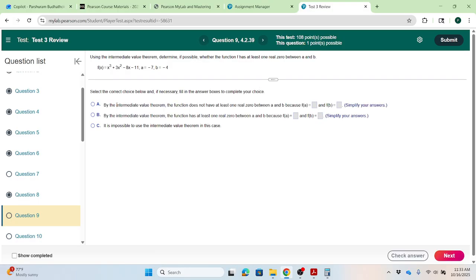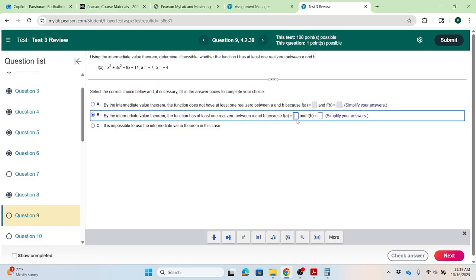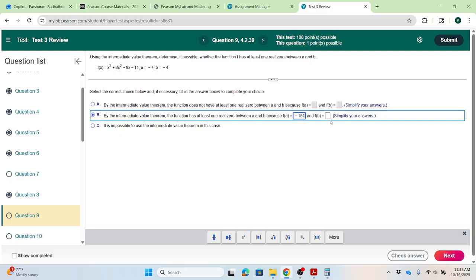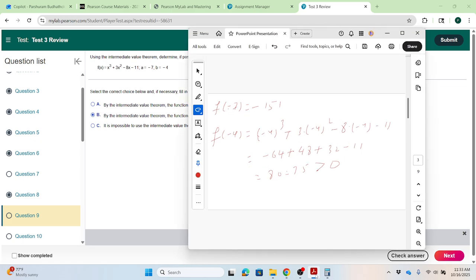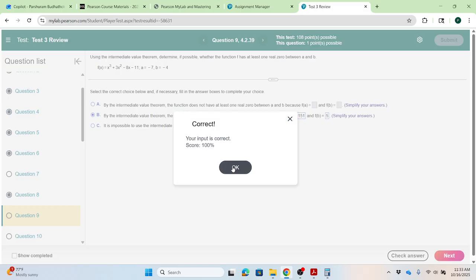So by the intermediate value theorem, the function has at least one real zero. The solution is there because the value of the function f of a is -151, and the value of the function at b is positive 5, I guess. Yeah. So one is negative and one is positive. Okay.